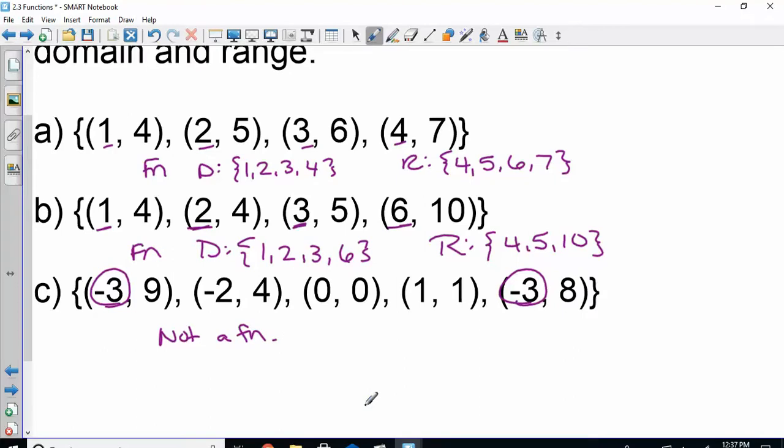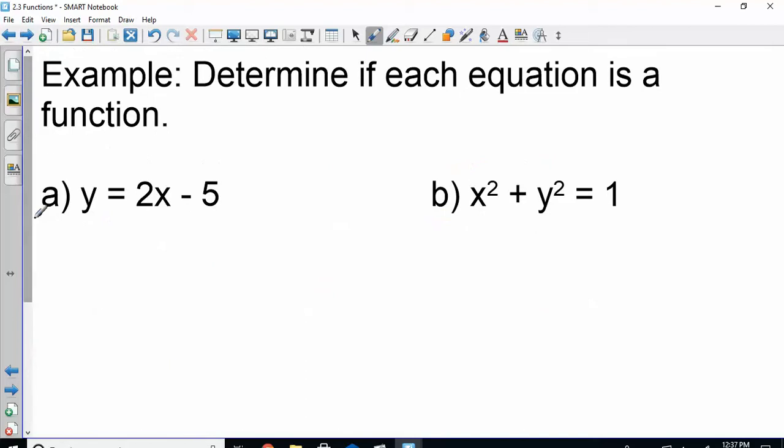I give you a table or a set of ordered pairs, we're good. What if I give you an equation? Okay, so if it's a function, that means if you plug in an x, you only get one answer out. So if you give me a number, I take it times 2 and subtract 5. Will I ever get more than one answer? No. So this one is a function.